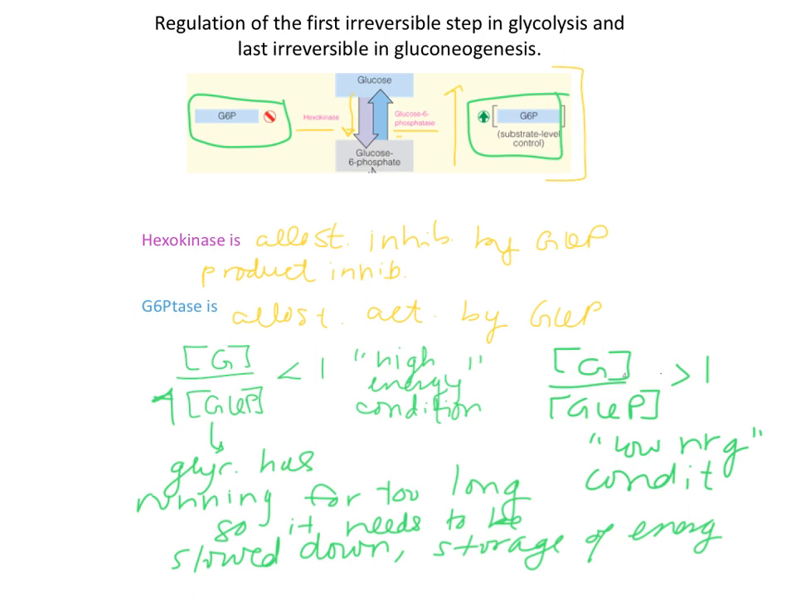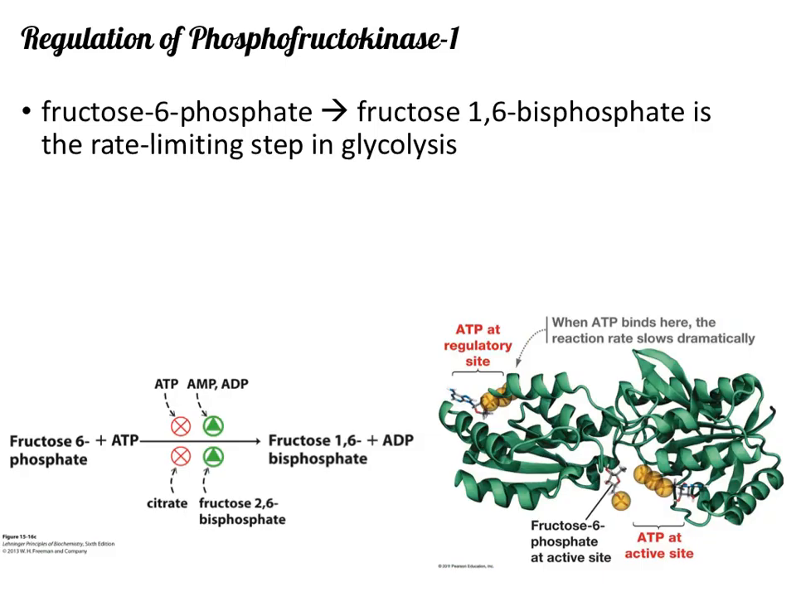So this one is probably the easiest example of all the regulation ones that we'll talk about, and that's why we're going to start with it. And now we're going to go into the rate limiting step of glycolysis and gluconeogenesis, and that's catalyzed by phosphofructokinase. Here I've got phosphofructokinase 1 because there's actually a few different kinds of phosphofructokinase. We'll only talk about phosphofructokinase 1, and this catalyzes the step from F6P to F16BP.